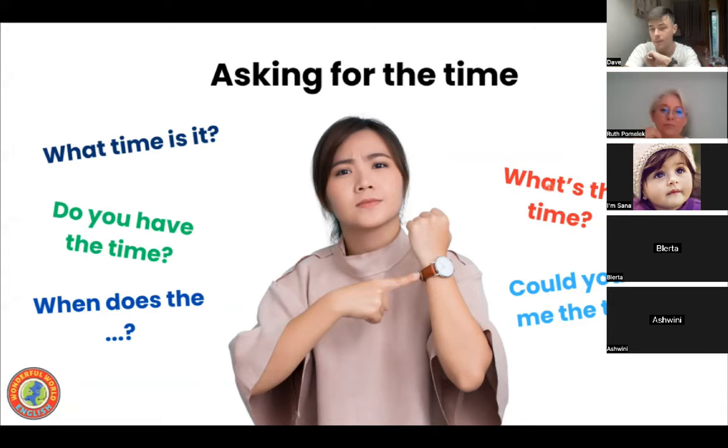What's the time now? Yeah, what's the time now? Good. So, excellent. All correct. All completely understandable ways to say it in English. Here are just a few options, like what time is it?